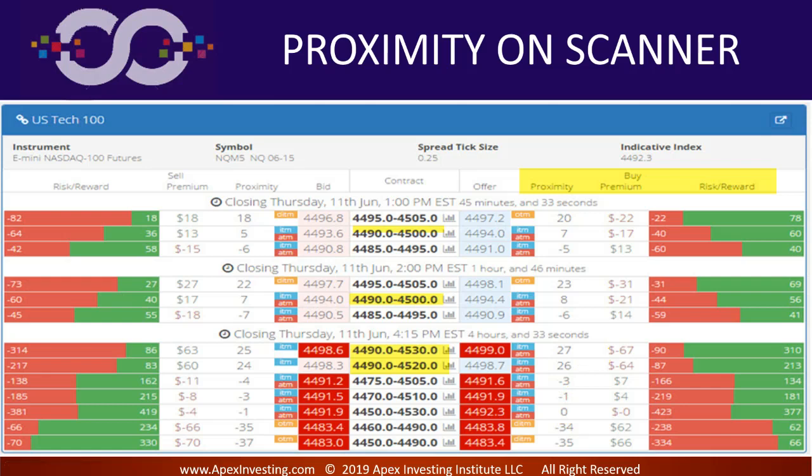And again, that all comes down to where the bid offer is in relation to the underlying indicative index. Where's the bid offer in relation to the underlying indicative index? So let me show you what I mean. So you know where to find the number easily that does the math for you instantly.